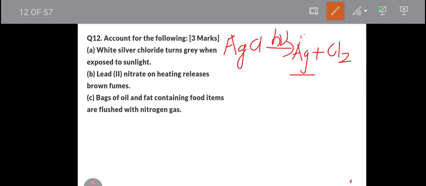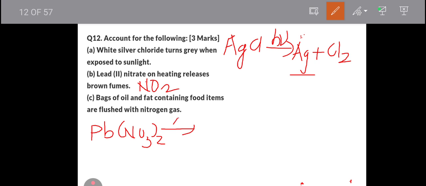Okay. Now the second question, lead nitrate on heating releases brown fumes. This is because lead nitrate, once it is heated, releases brown fumes. That brown fume is due to the formation of nitrogen dioxide gas. That is this one, Pb(NO3)2. Once it is heated, it will undergo decomposition and form lead oxide plus NO2 gas as well as oxygen gas. Since nitrogen dioxide gas is produced here, this nitrogen dioxide gas is the brown fume which is evolved.